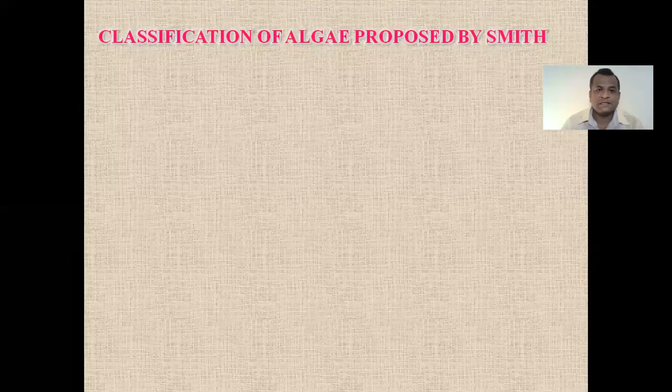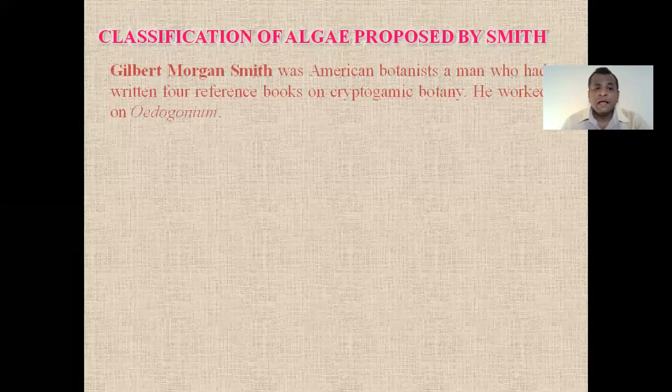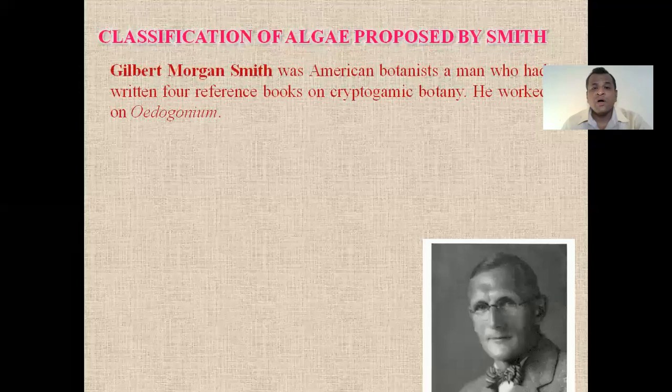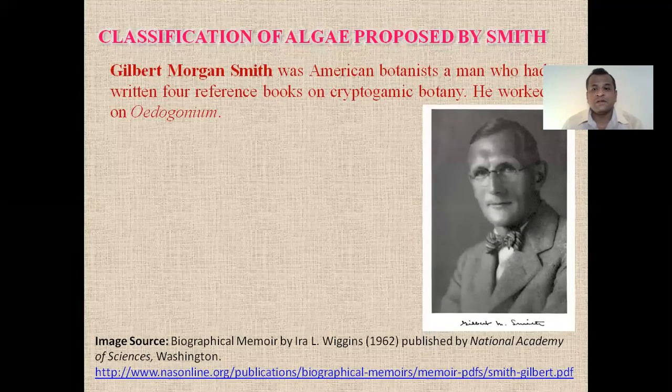Now we will discuss the classification of algae proposed by G.M. Smith. Gilbert Morgan Smith was an American botanist who had written four reference books on cryptogamic botany. He worked on the genus Gonium. This is a photograph I have taken from the biographical memoir written by Ira Wiggins and published by the National Academy of Sciences, Washington.